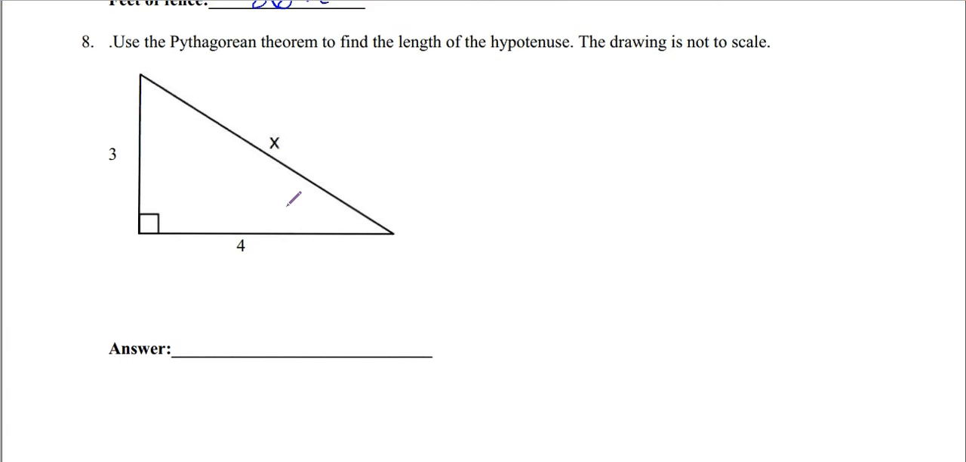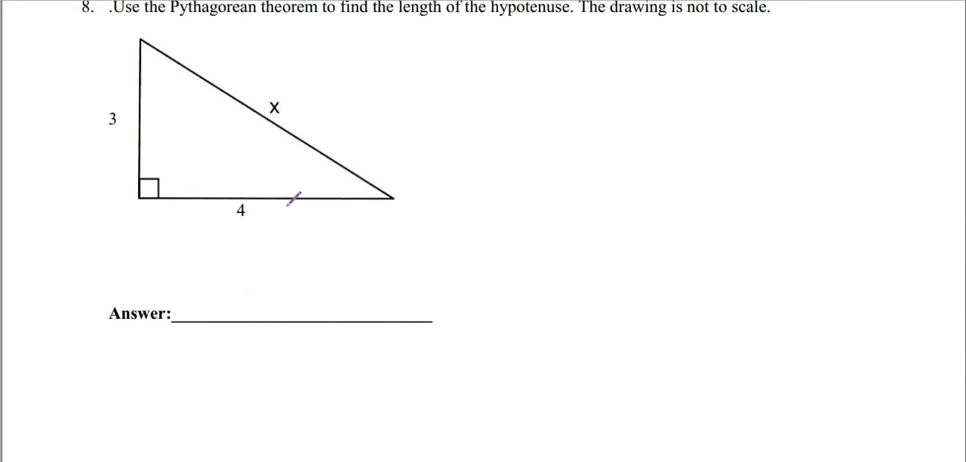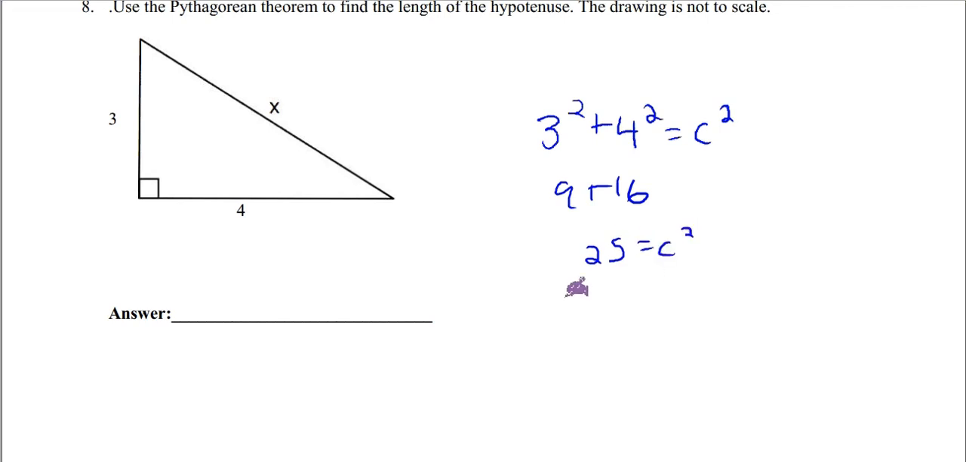Use the Pythagorean theorem to find the length of the hypotenuse. We've done that before. We just did it on that distance question. A squared plus B squared equals C squared. 9 plus 16 is 25. That's equal to C squared. Take the square root. The square root of 25 is 5.